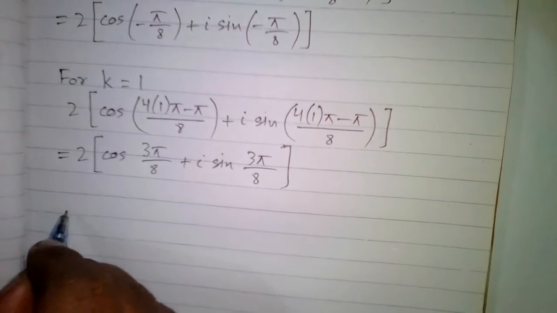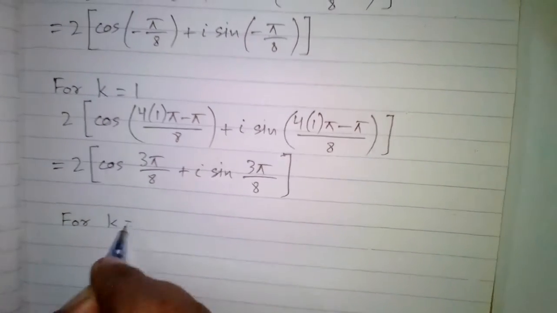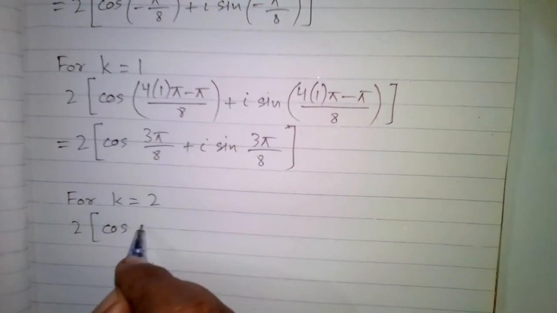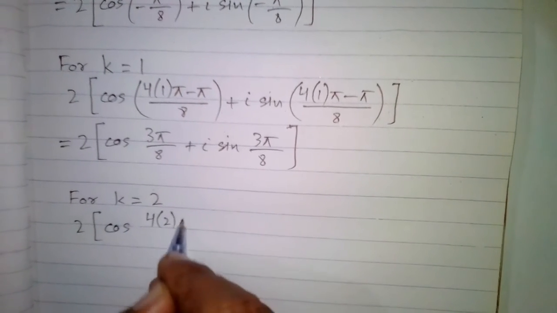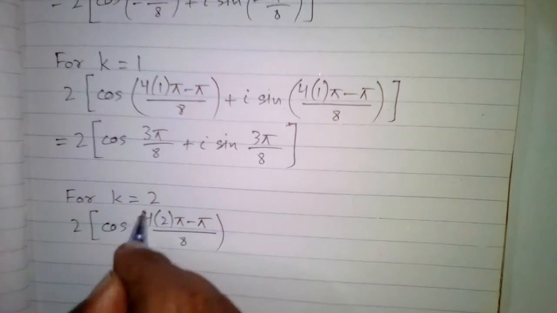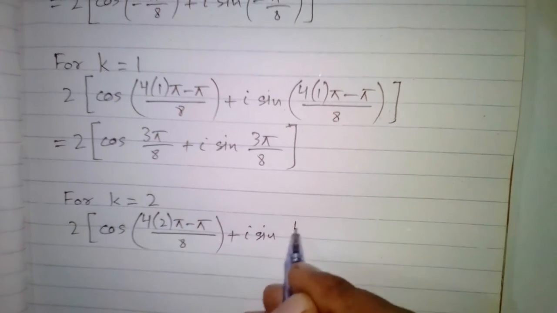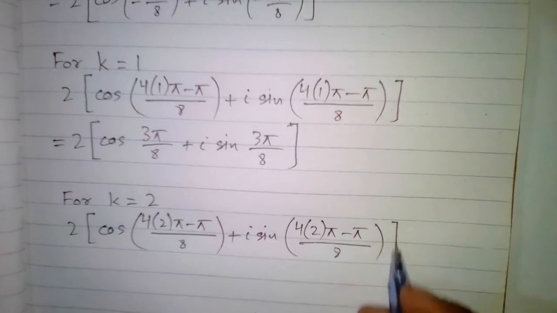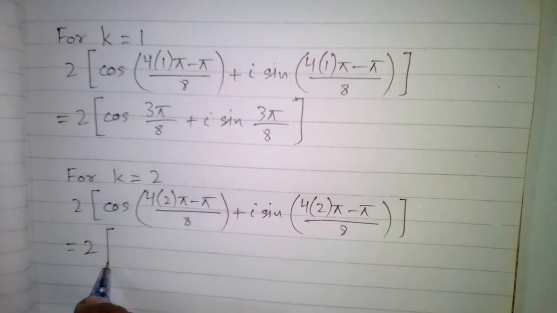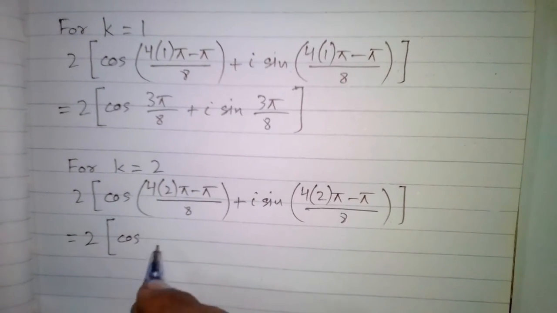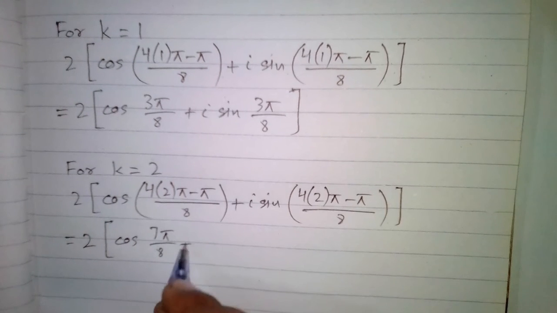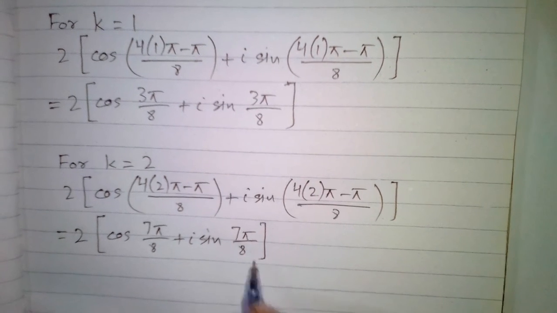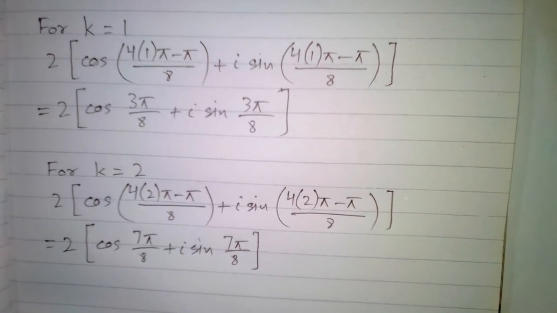Then we will put k is equal to 2. So we have twice of cosine of 4 times 2 times pi minus pi by 8 plus iota sine of 4 times 2 times pi minus pi by 8, and this will be equal to twice of cosine of 7 pi by 8 plus iota sine of 7 pi by 8. So these are the fourth roots of minus 16 iota.